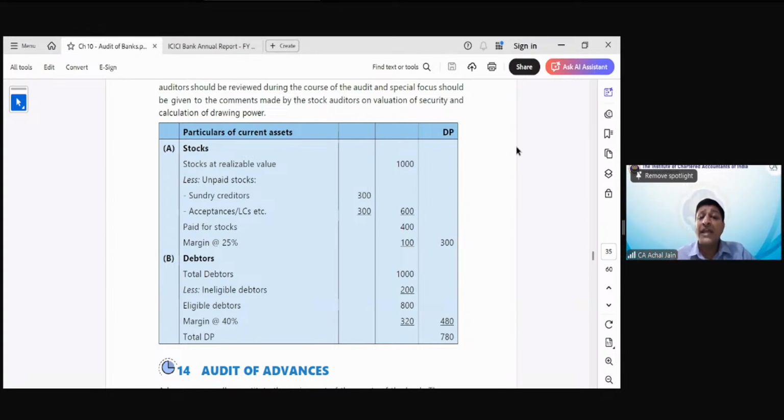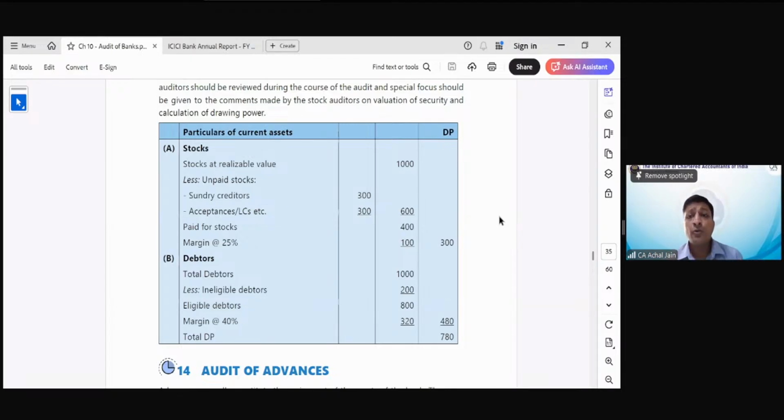Now, for that stock balance which you derive, 400, a margin of 25% is again required to be deducted. Margin, you can say, is a cushion that is considered. Clear? So what do you get? 300. So you can say this is the first component of the drawing power that you compute.